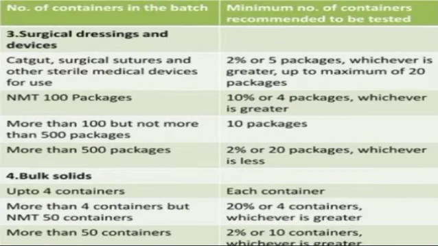Third, surgical dressings and devices, catgut, surgical sutures, and other sterile medical devices for use: 2% or 5 packages, whichever is greater, up to a maximum of 20 packages. Not more than 100 packages, 10% or 4 packages, whichever is greater. More than 100 but not more than 500 packages, 10 packages. More than 500 packages, 2% or 20 packages, whichever is less.